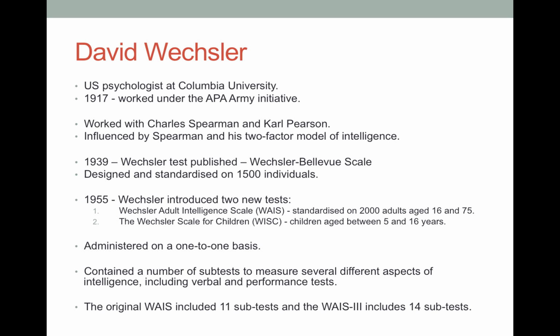The Wechsler tests were designed to be administered on a one-to-one basis. Both scales contained a number of subtests to measure several different aspects of intelligence, including verbal and performance tests. The original WAIS included 11 subtests, and the WAIS 3, which we have today, includes 14 subtests.